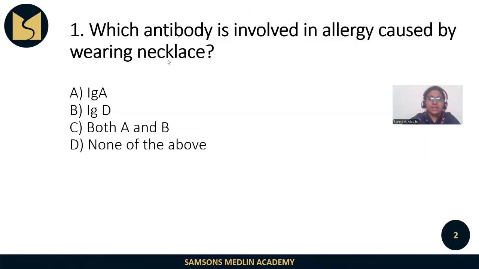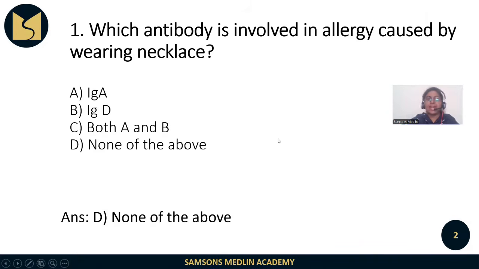First question: which antibody is involved in allergy caused by wearing a necklace? Options: IgA, IgD, both A and B, none of the above. Answer is option D, none of the above.